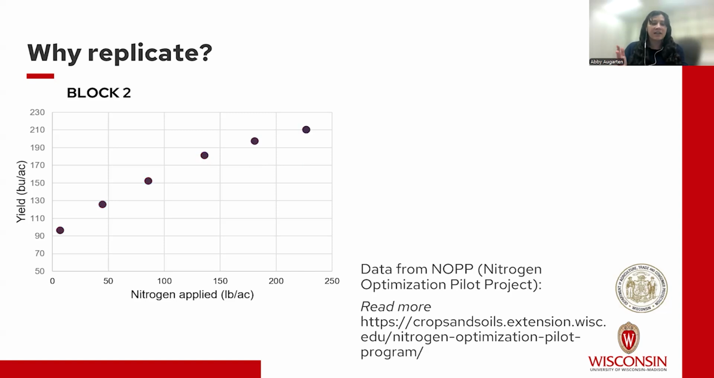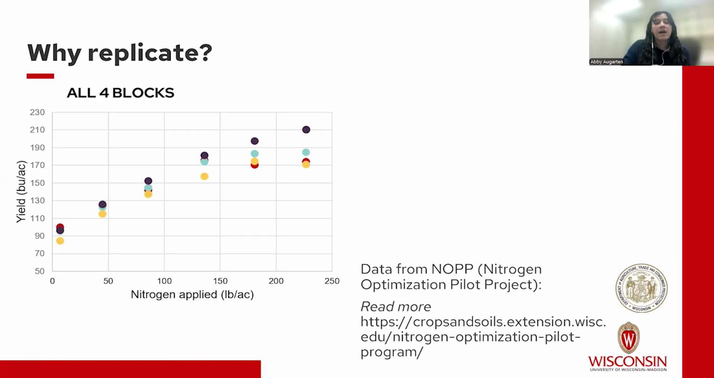But now let's look at the next block. We see a completely different story, where we reach our max yield at around 230 pounds of N per acre, and we never quite plateau. So we could argue that maybe we could have gotten more yield if we put on more nitrogen. That's nearly a 100-pound difference between those 2 blocks.